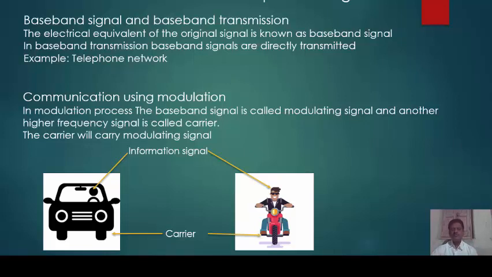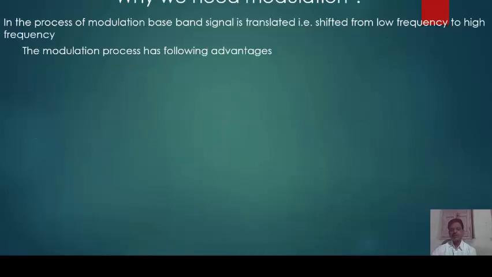So this is the classification of electronic communication, three types of classification. Now let us see why we need modulation. What is the necessity of modulation? Can we send the baseband signal from one place to another place? No, we can't send the baseband signal, or the sound signal or picture signal, as it is from one place to another place.